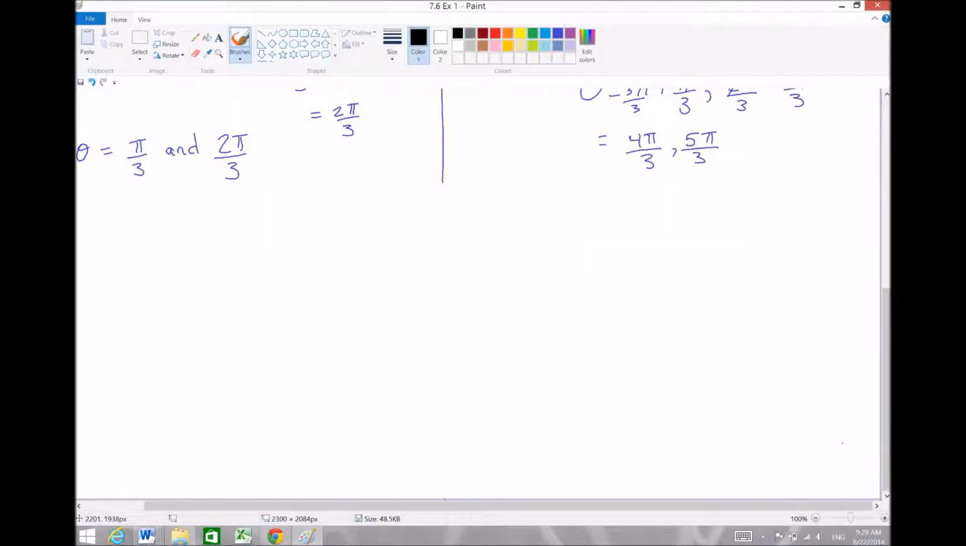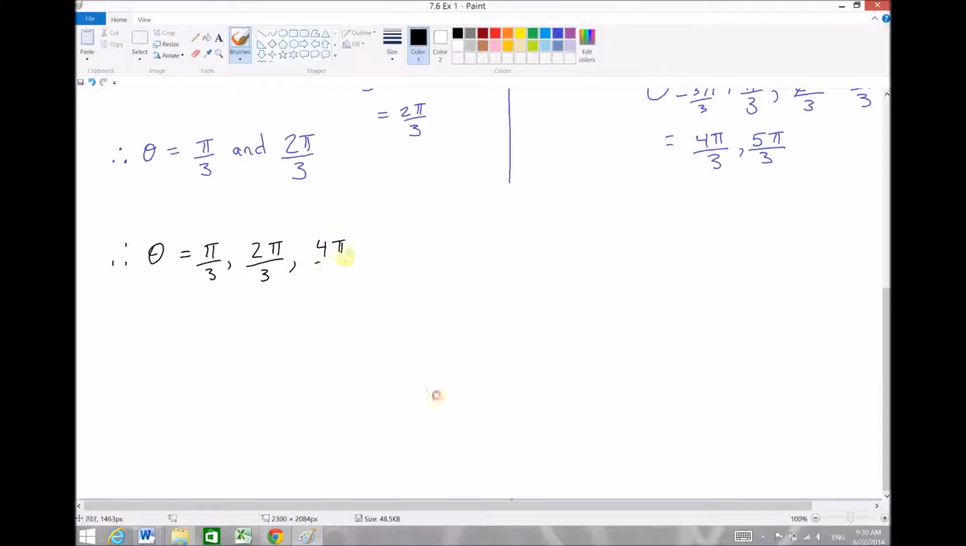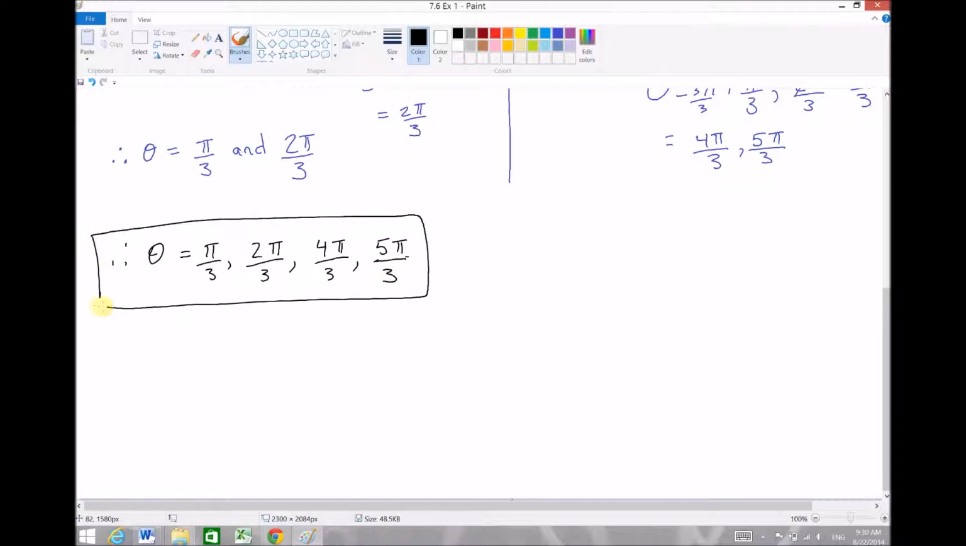So the first one's 4 pi over 3. That's just a little bit more than pi, because we have 4 over 3, which is a little bit more than 1. So that makes sense that it's in the third quadrant. We want to write out all of our solutions. It's helpful for the person reading your work if you do something to draw attention to your final solution. Circle it, box it, highlight it, something like that, so people know it's your final solution. I like to put a box around it.